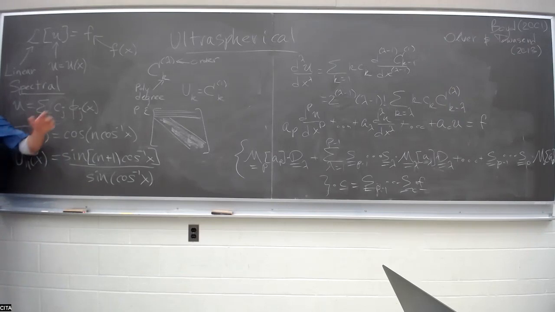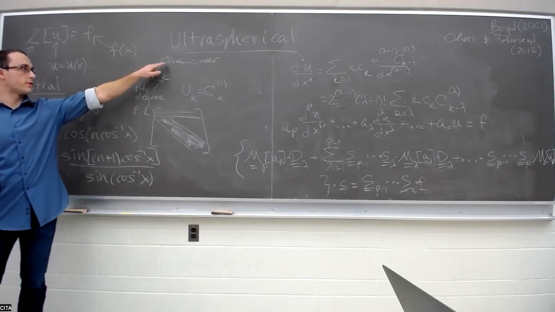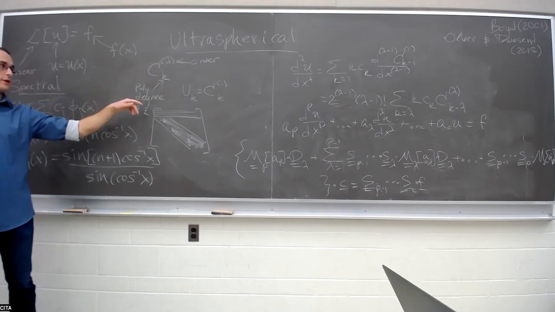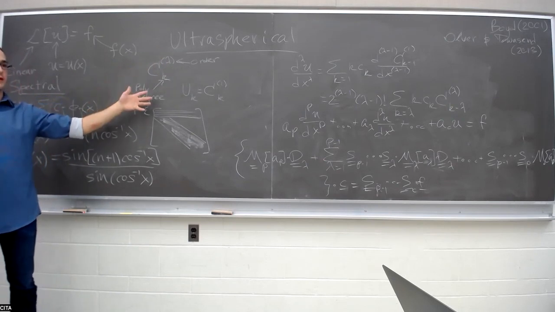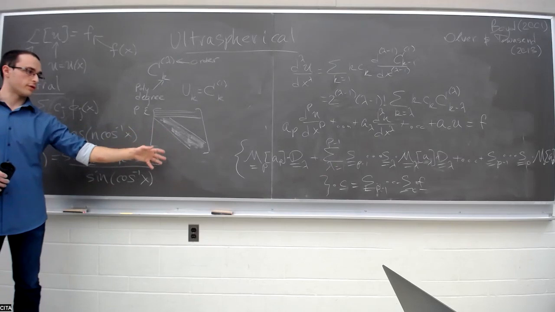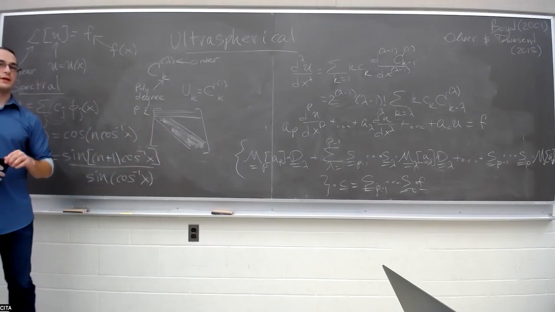So the Gegenbauer polynomials of consecutive orders are a better description of the derivatives of your solution than just the derivatives of the Chebyshev polynomials. And so what we're doing each time we take a derivative here is we're going up to another basis that is a better description of the derivatives.